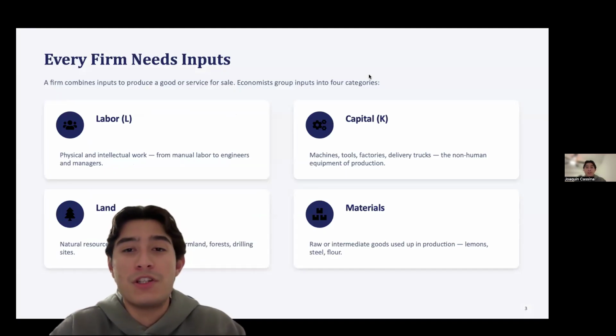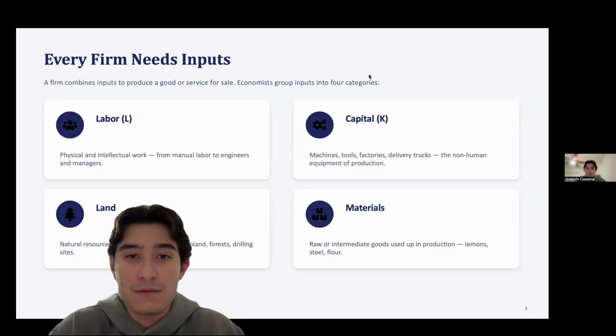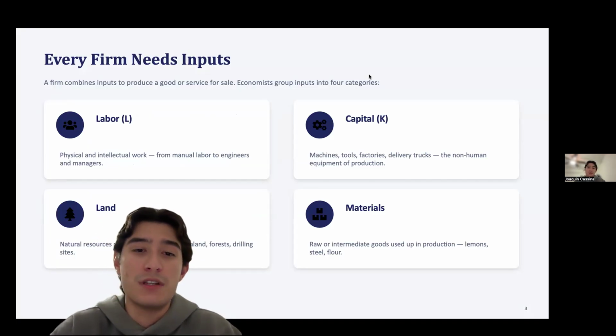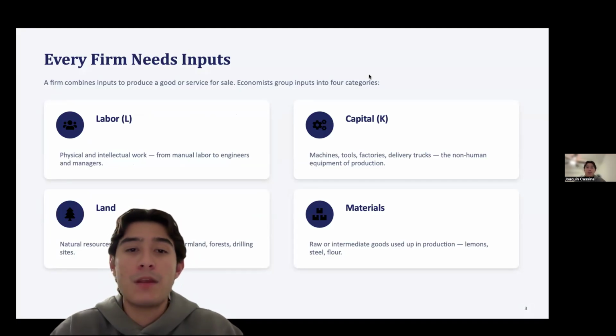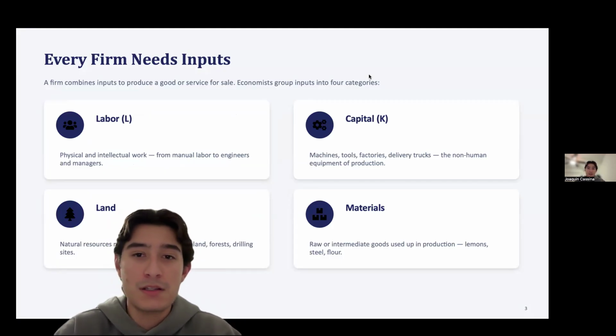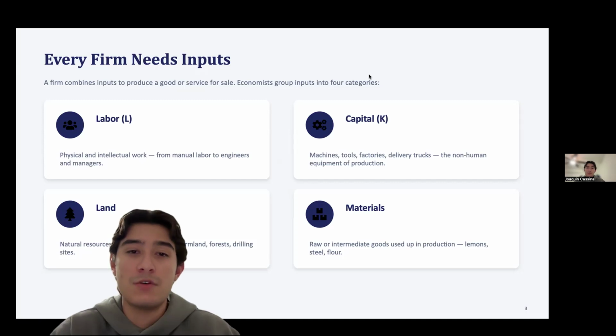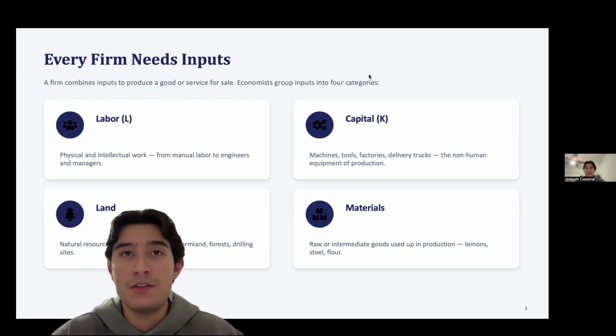So every firm, whether it's General Electric or a kid's lemonade stand, combines inputs to make a good or a service. Economists group those inputs into four categories, which are labor, which is the human element, both physical and intellectual work; capital, the machines, tools, and buildings; land, the natural resources some goods need, like farmland or forests; and materials, the raw or intermediate goods that get used up, like lemons or steel. Not every firm uses all four. A lemonade stand doesn't need land, for example, but these four categories cover just about everything.